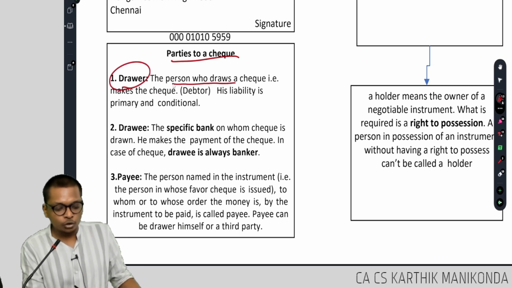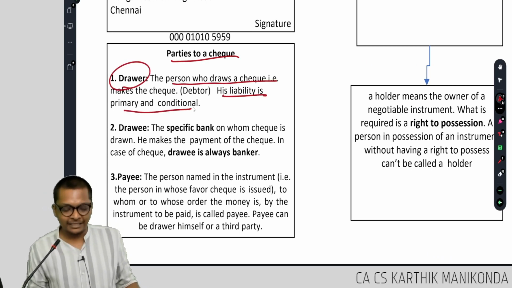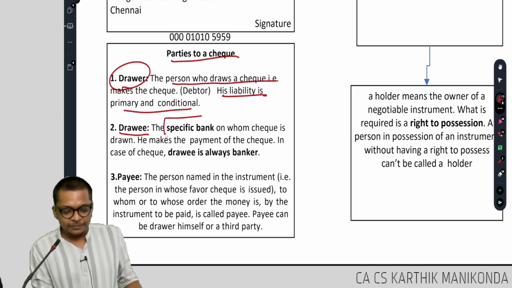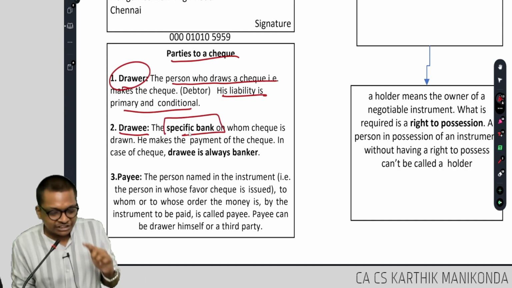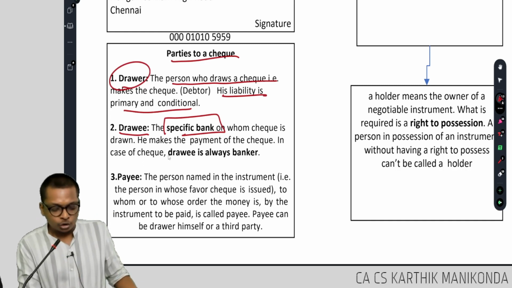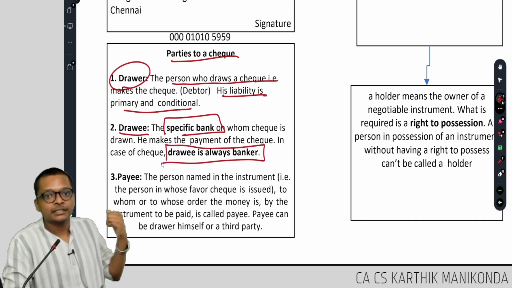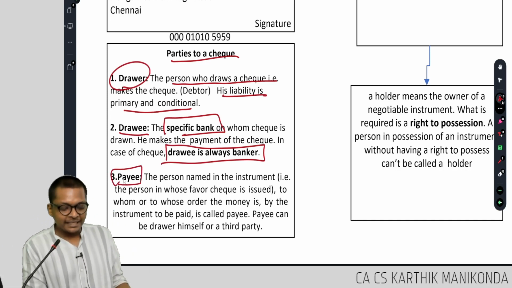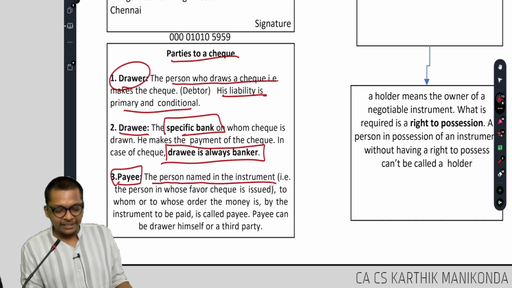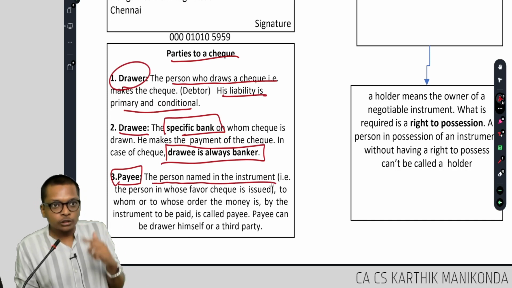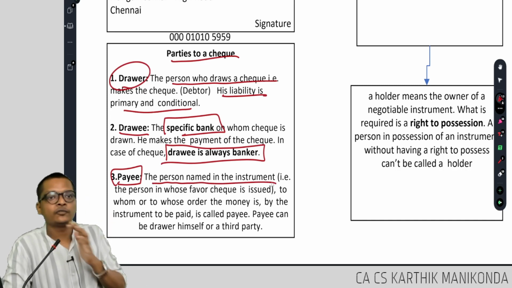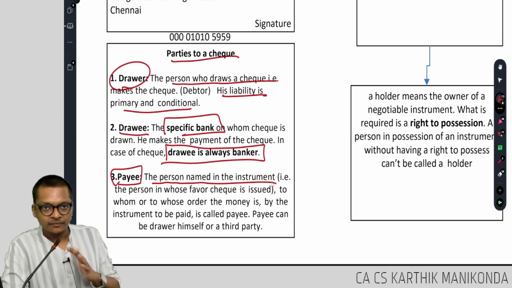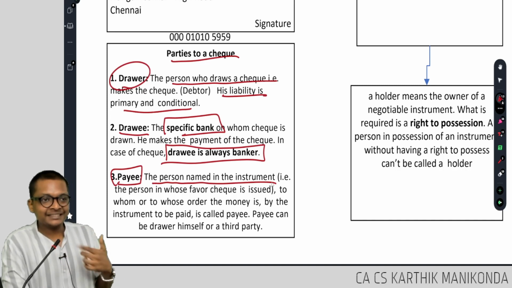Drawer, the person who draws a check, has the liability to pay. Liability is primary and conditional. Drawee, the specific bank on whom the check is drawn, giving them the instruction to pay. Drawee in a check is always a bank. Are you following, guys? Payee, the person named in the instrument who is going to get the money. Are you following, guys? Getting it very clear? Okay. These things are important.